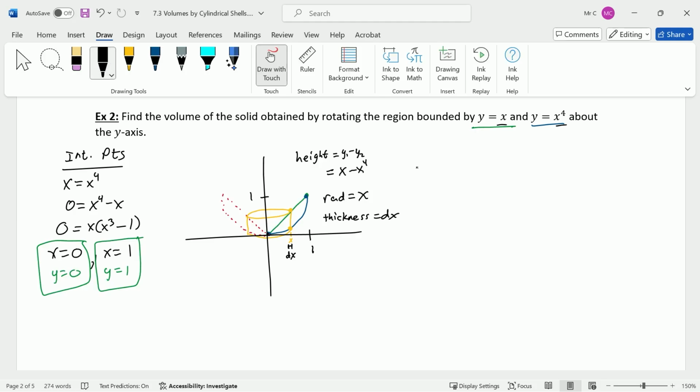Okay, so now we can set up our volume. And the volume is the circumference, 2 pi times the radius, times the height, x minus x to the fourth, times the thickness. And we're looking at our original region. And we're integrating with respect to x, so we look at the bounds of the original region with respect to x. That's 0 to 1 for our integral bounds.